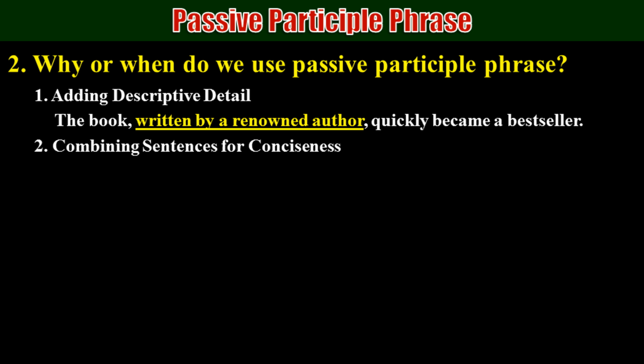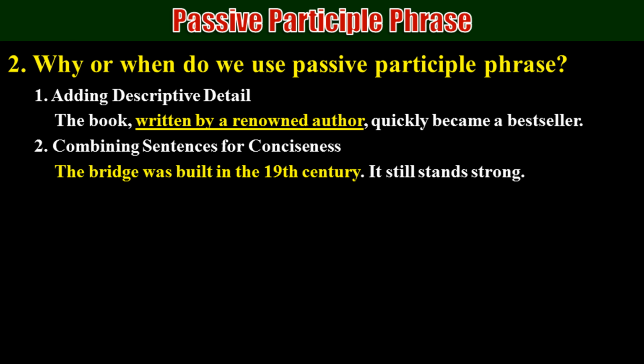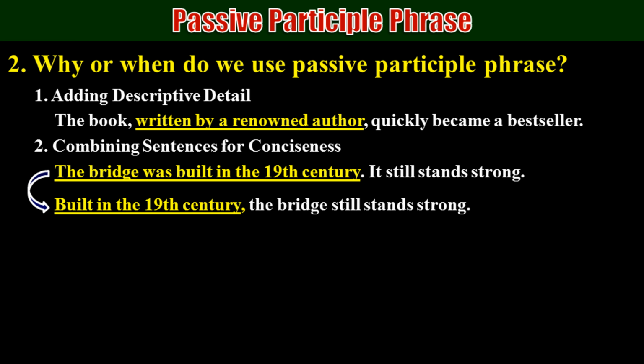2. Combining sentences for conciseness. They help combine information from multiple sentences into one, making the text more concise and avoiding redundancy. Example: separate sentences. The bridge was built in the 19th century. It still stands strong. Simply, this sentence can be rewritten or combined by using a passive participle phrase, and it becomes, built in the 19th century, the bridge still stands strong.